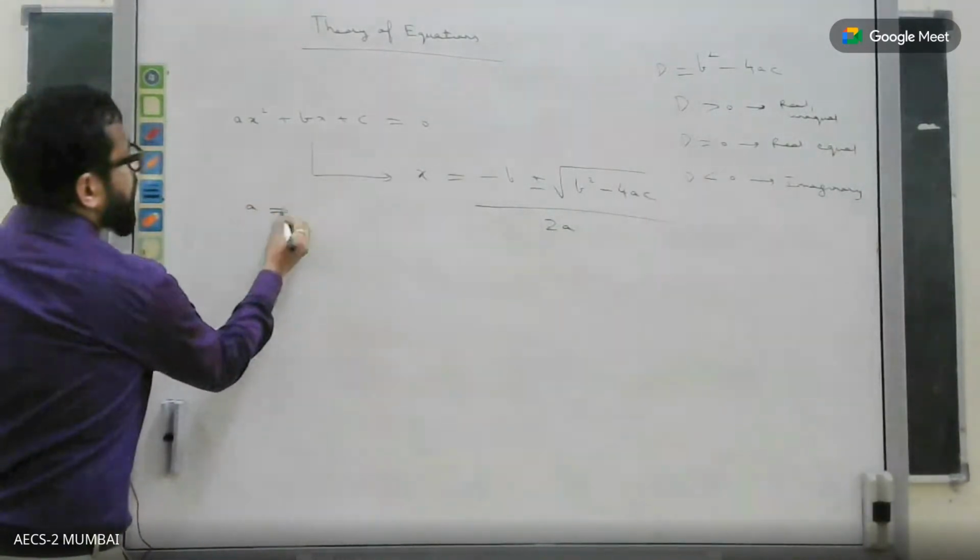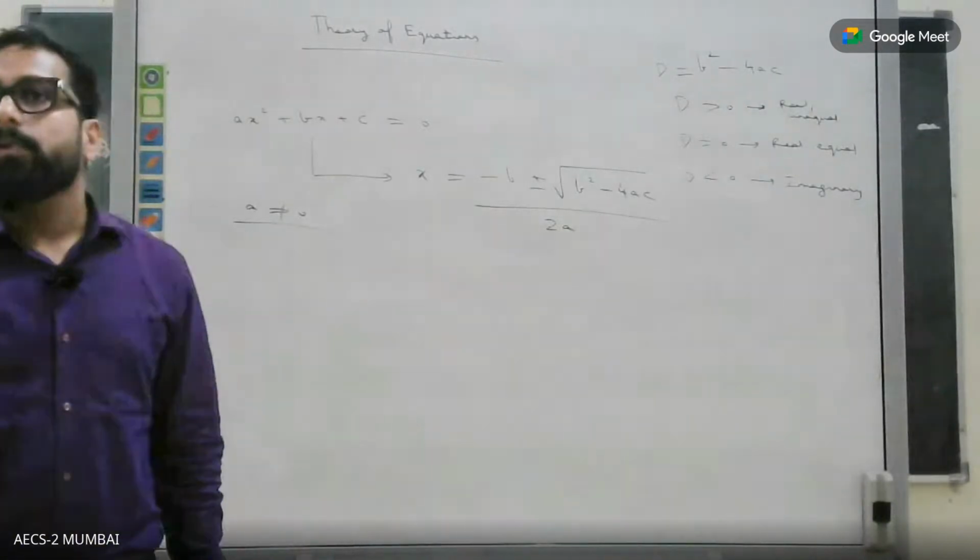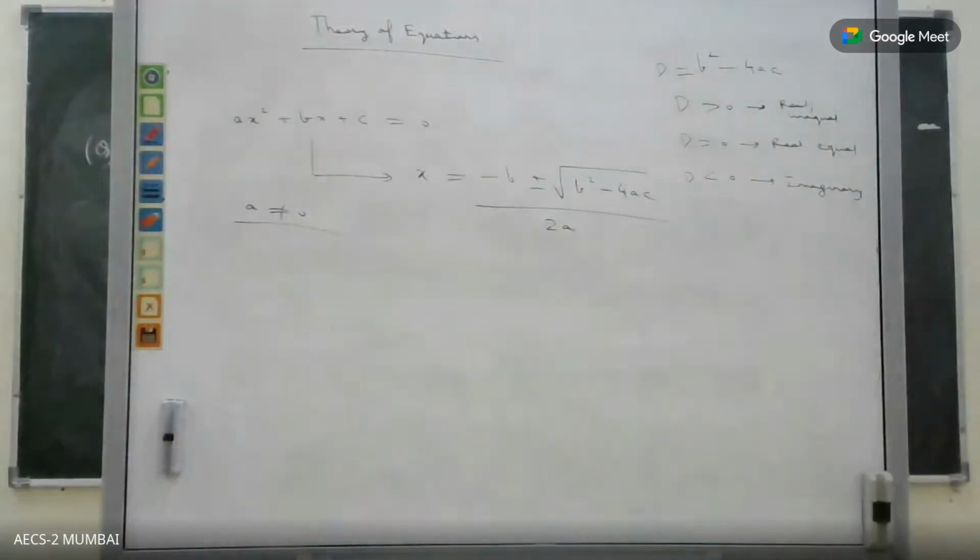Note that a is non-zero. If a is zero, the equation becomes linear, right? If a becomes zero, the equation becomes linear, correct? Yes.